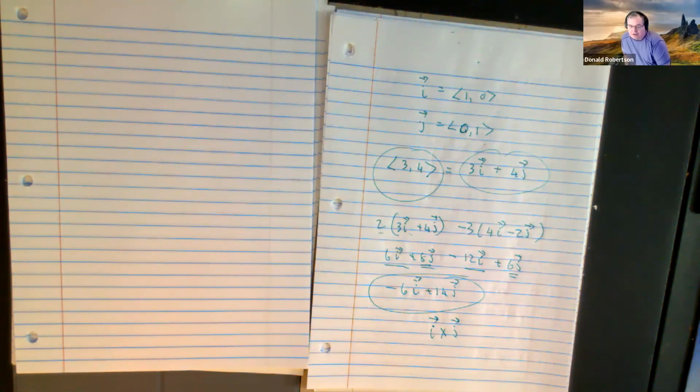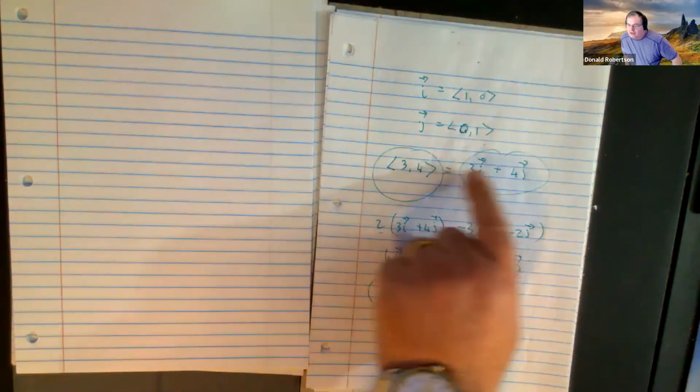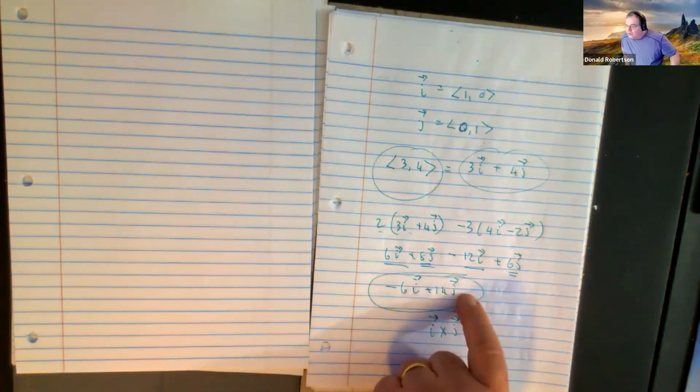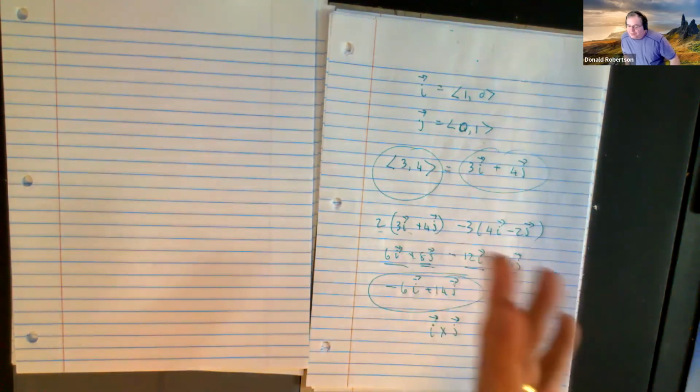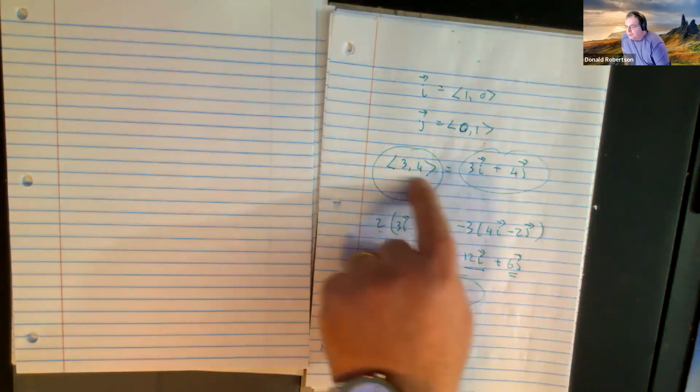So in quite a few questions, they're going to be written with i's and j's. I would turn them into these guys. Do whatever it is you need to do. And then at the end, if they want an i and a j, then you know how to write it in. But everything in between is all in this format here. And that's just safer for me.